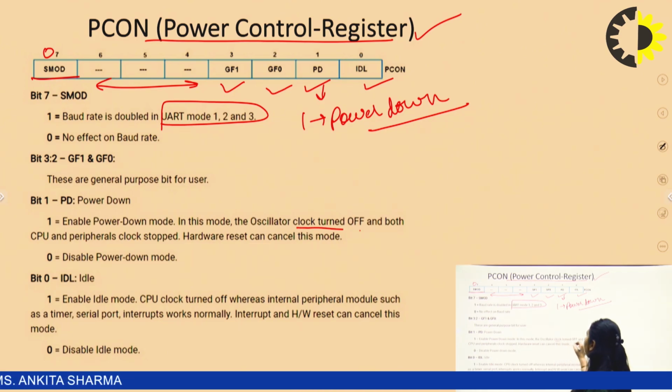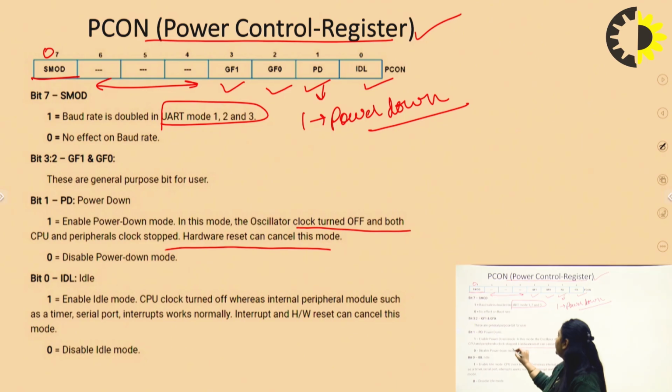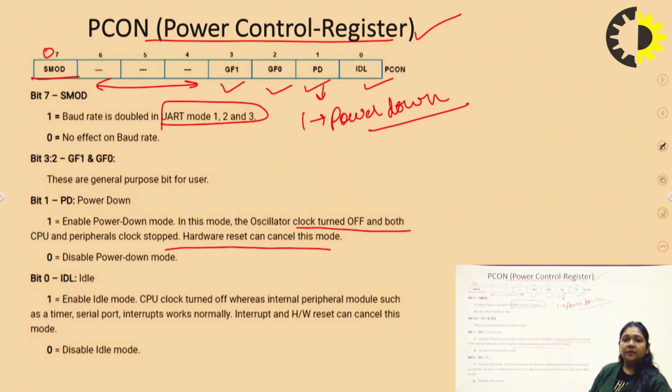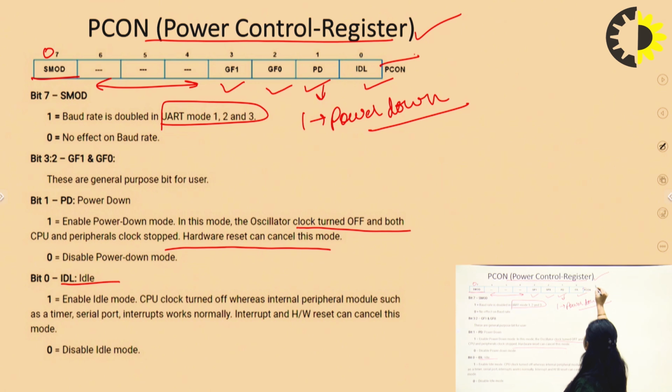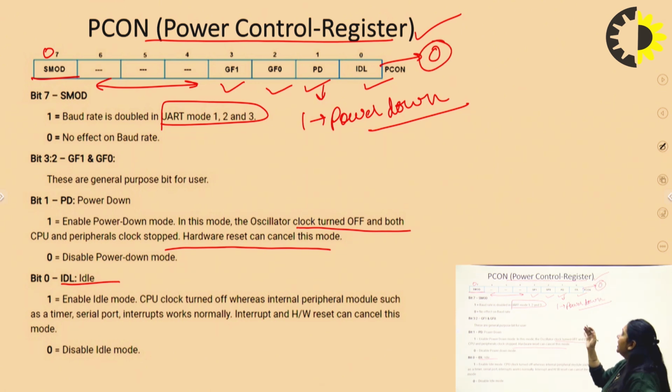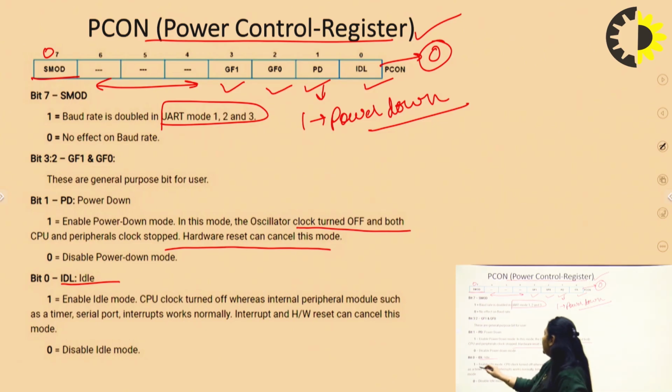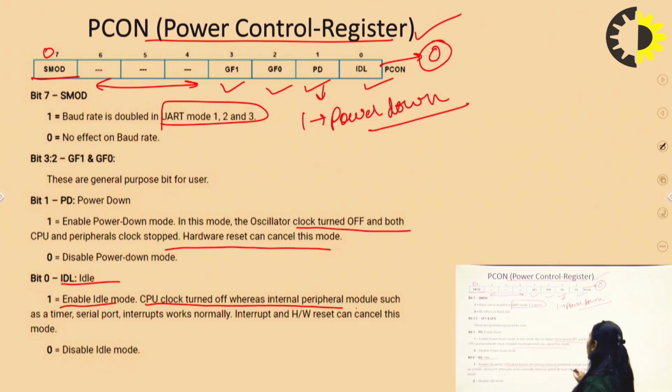They will stop working, and hardware can cancel this mode at any time. If I just reset the hardware, then this mode can be cancelled. Power down can be cancelled by resetting the hardware. Next is idle mode. In idle mode, if this bit is 0, that means I am just disabling the idle mode, and when idle mode is enabled, that means the controller clock is turned off.